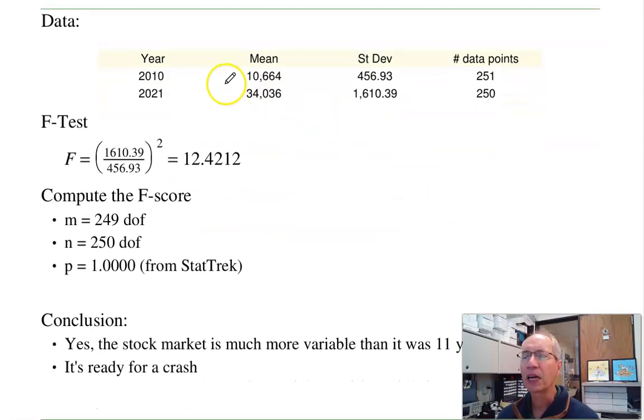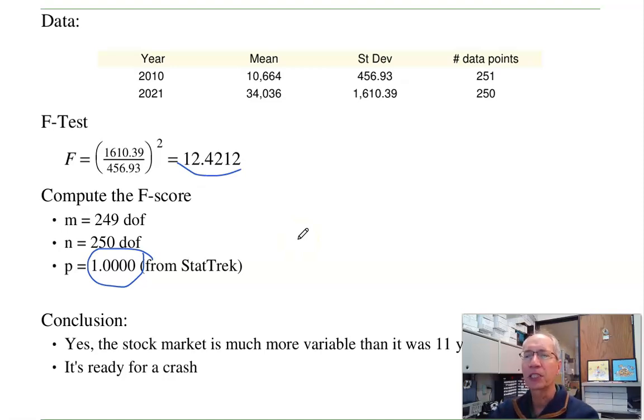Well, to do that, I would take some data. I've got the year 2010, 2021, the mean, standard deviation, number of data points. Take the F-score, that's the ratio of the 2 standard deviations, put the larger number in the numerator. I get 12.4. 249 degrees of freedom in the numerator, 250 in the denominator. Probability that the variances are different is 1.